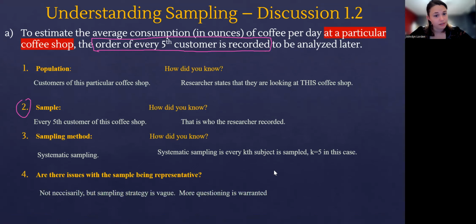Not necessarily, but maybe you thought of some ideas because this question is pretty vague. So maybe you have questions about what time of day this was sampled. That makes a big difference in coffee shops. What day of the week? A Monday and a Saturday can look very different at a coffee shop. So there are questions that you could have about the sampling technique that may say that this may or may not have been a representative sample.